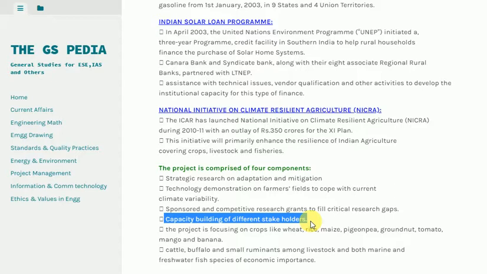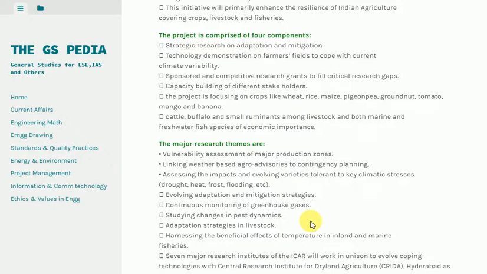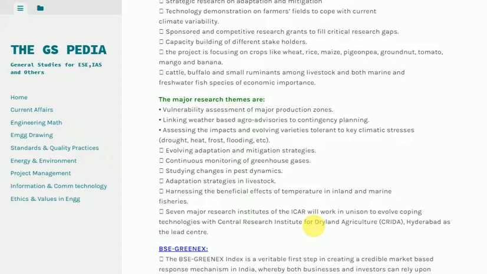The major research themes are vulnerability assessment of major production zones, linking weather-based agro-advisories to contingency planning, assessing the impacts and evolving varieties tolerant to key climatic stresses, drought, heat, frost, flooding, etc., evolving adaptation and mitigation strategies, continuous monitoring of greenhouse gases, studying changes in pest dynamics, adaptation strategies in livestock, harnessing the beneficial effects of temperature in inland and marine fisheries. 7 major research institutes of the ICAR will work in unison to evolve coping technologies, with Central Research Institute for Dryland Agriculture, Hyderabad as the lead center.